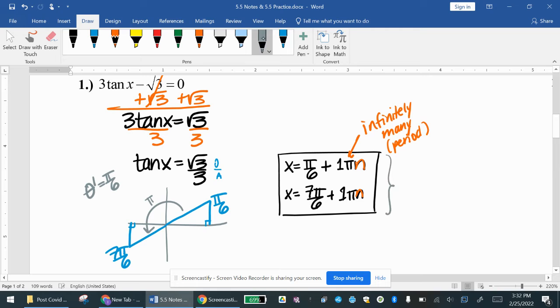You can condense the answers and just say, hey, if you start at pi over 6 and you add half a circle, it'll get you the 7 pi over 6. And from 7 pi over 6, add half a circle and it'll get you back to pi over 6. So instead of giving the two answers separately, you can condense them. And this is optional. I'm not requiring it from you this year, but you can condense your answers. So instead of giving two separate ones, you can just say pi over 6 plus pi n.